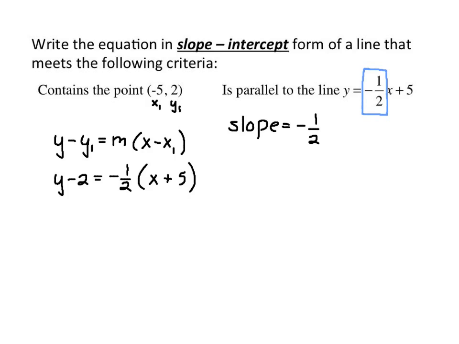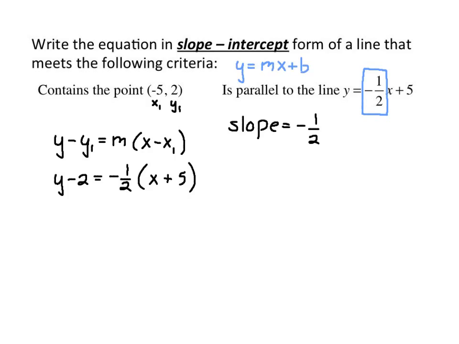Now this is a good equation written in point-slope form, but I want slope-intercept form. And as a quick reminder, slope-intercept form is that form y equals mx plus b. So I can write that up here. We're really looking for y equals mx plus b.